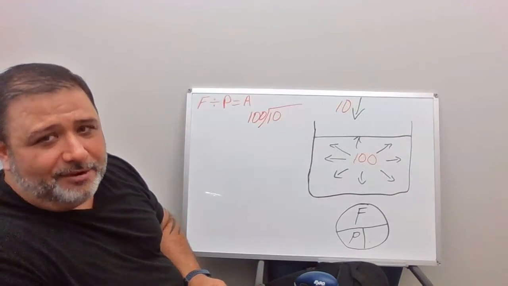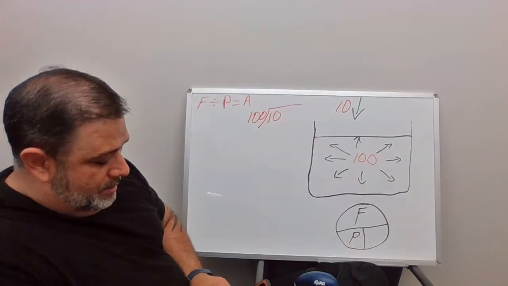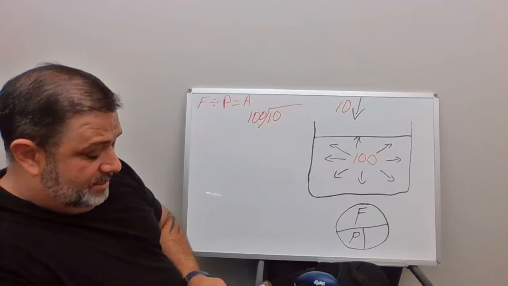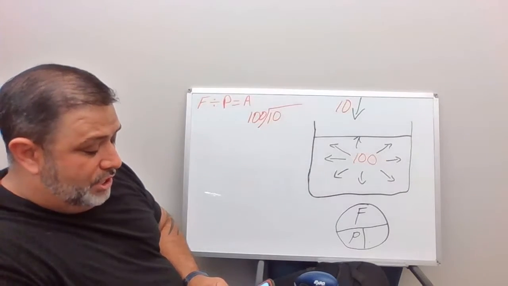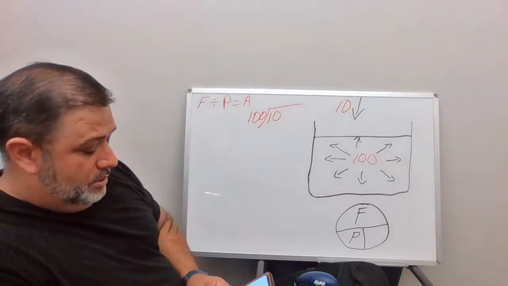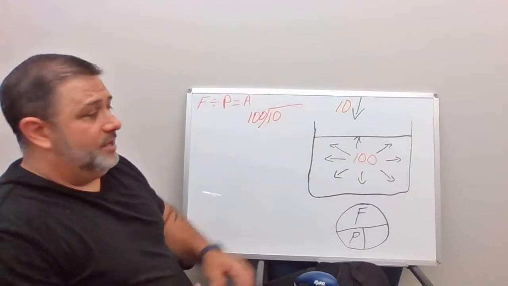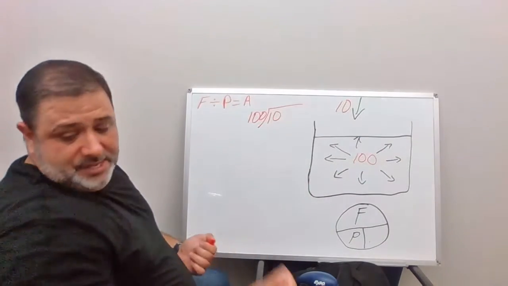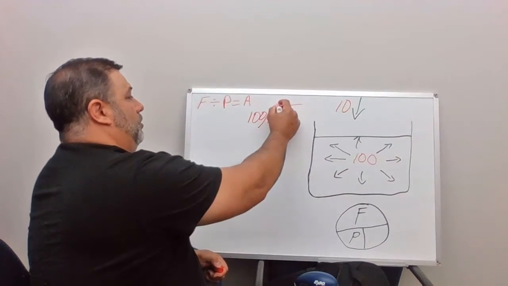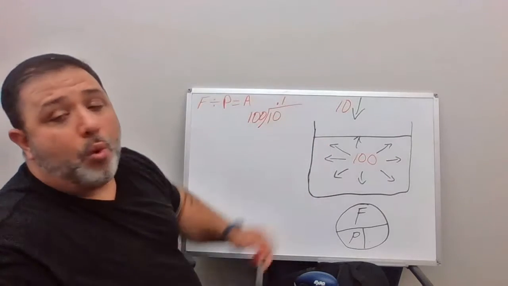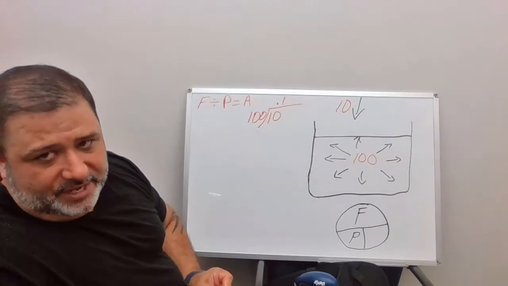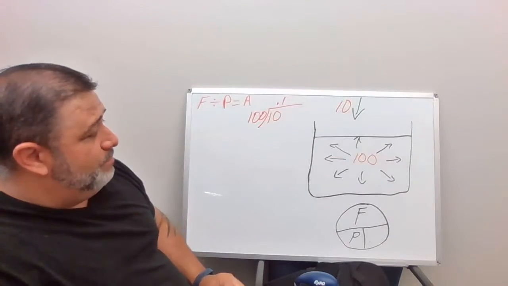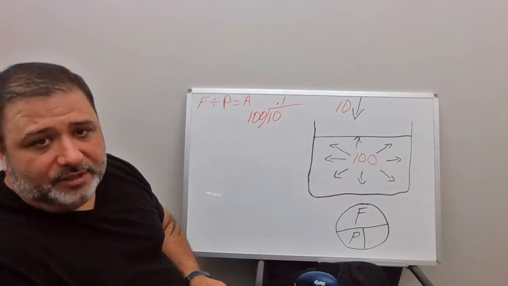I want to take my trusty calculator again. So we have 10 pounds of force divided by 100 pounds of pressure. That's going to give us an area, meaning this cylinder on the top, even though how big it is, 0.1. So this is 0.1 of an inch. So it's a small cylinder. But that's how we figure that.